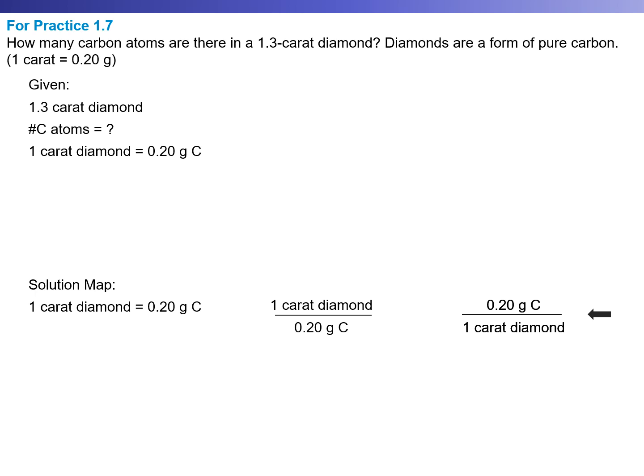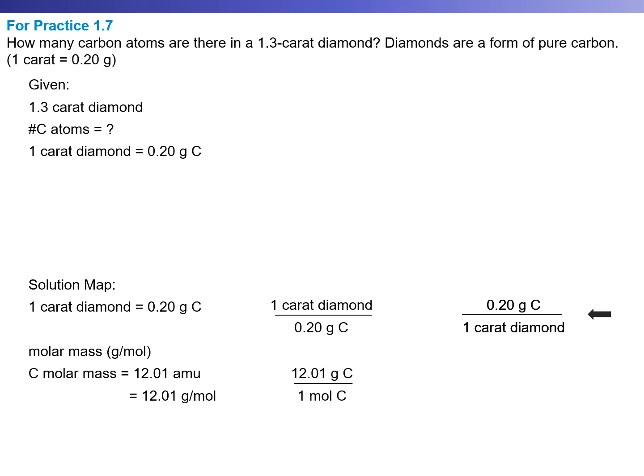So this is what we're going to do. Now we're going to look at the molar mass of carbon. And we know that if we go to the periodic table, carbon comes in with 12.01 atomic mass units, which is the same thing as saying 12.01 grams per mole of carbon. And we can write this conversion factor either with the grams on top and the moles on bottom, or the moles on top and the grams on bottom.